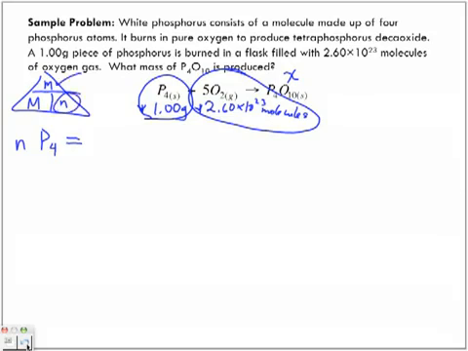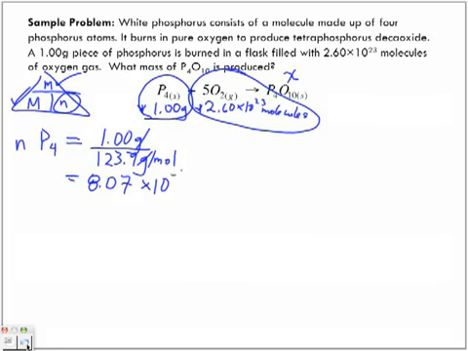So we're given that, and we can calculate that. We've got 1.00 grams divided by the molar mass, which is 123.9 grams per mole. Grams cancel out. And I'm left with, and I have to put mine in scientific notation, 8.07 times 10 to the power of negative 3 moles. If you use all the zeros, that's fine. You can simplify it for yourself if you wish. If not, don't worry about it. So we have this many moles of phosphorus.